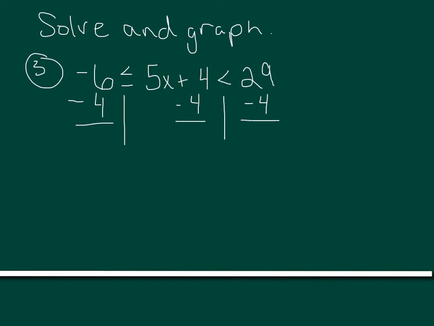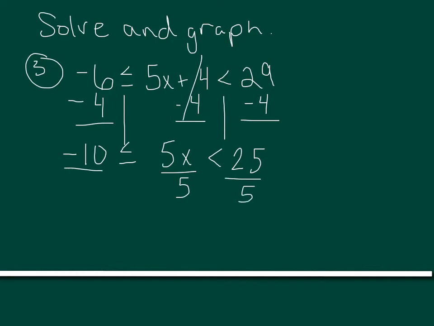So -6 minus 4 is -10. I did not multiply or divide by a negative, so I keep the sign the same. In the middle, all I'm left with is 5x, which is less than 25. Now again, I still want to get x by itself, so I divide the middle by 5. Well, if I do that, I have to do it to the right side and the left side. -10 divided by 5 is -2, which is less than or equal to x, which is less than 5.